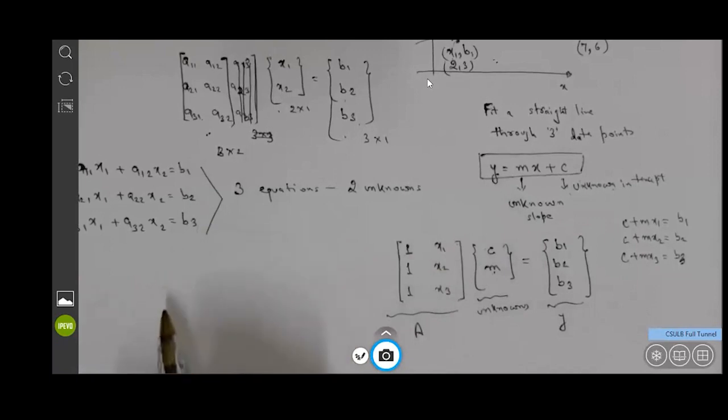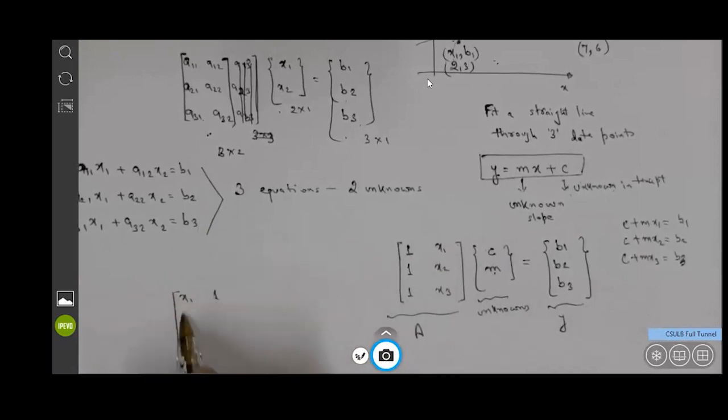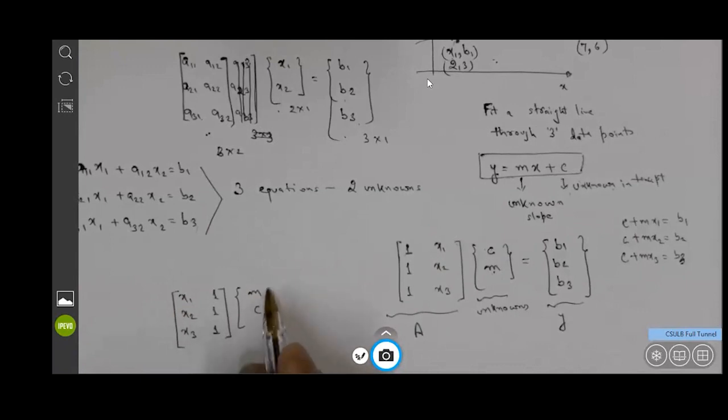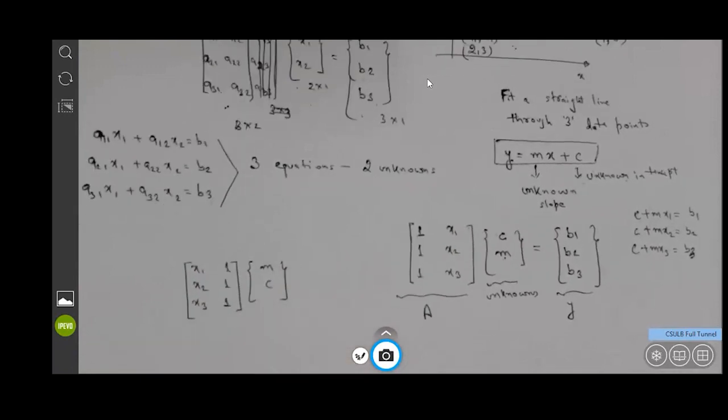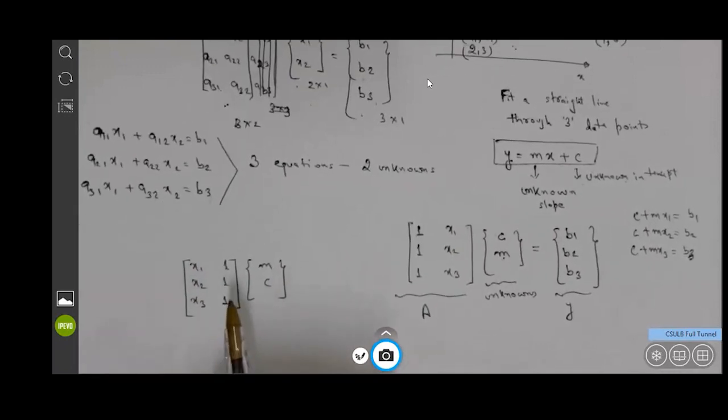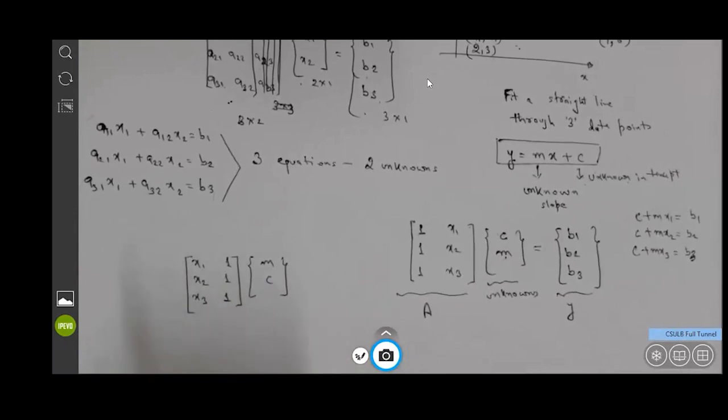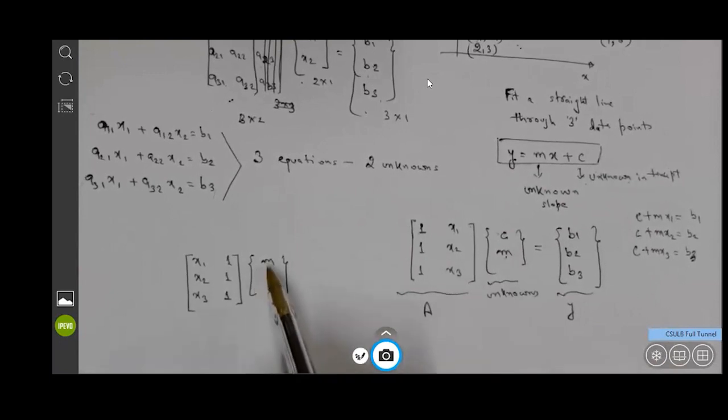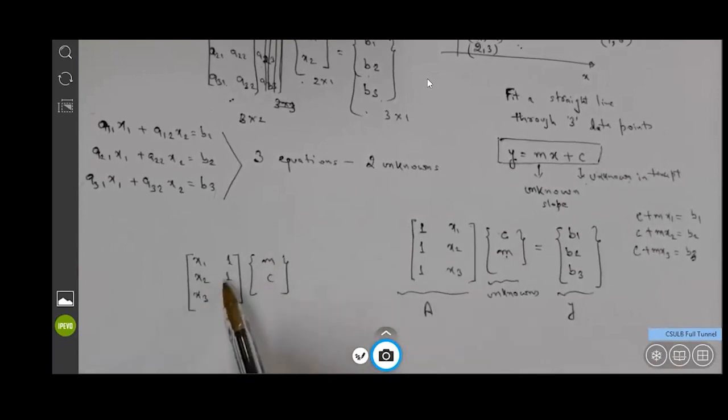So you can write the same matrix in this form, but then your unknowns will be written like this. My question is, do you have to write C first and then M? No, there is no such requirement. The order of the variables will change if you change the columns. You can write the A matrix like this as well.